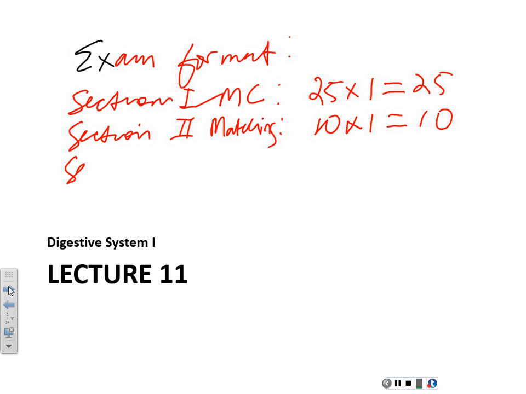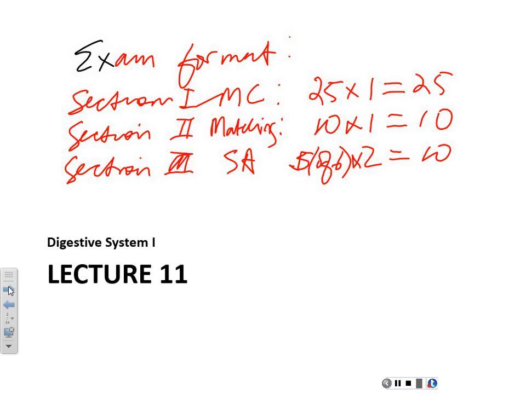And then section 3, the usual short answer questions. This is a 5 of 6 as usual, times 2, which is 10, so 20 points, making 45.